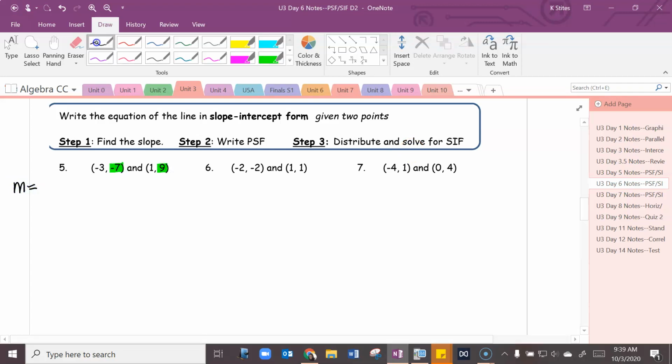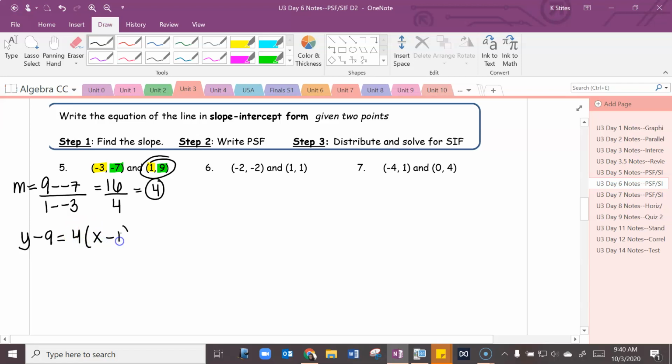y2 minus y1, 9 minus negative 7, over x2 minus x1, 1 minus negative 3. That's going to be 16 over 4. When we divide, we just get 4. Pick a point. I'm going to go with this guy and write point slope form. Okay, so now we're on step 2. y minus 9 equals, slope is 4, x minus 1. There's my point slope form.